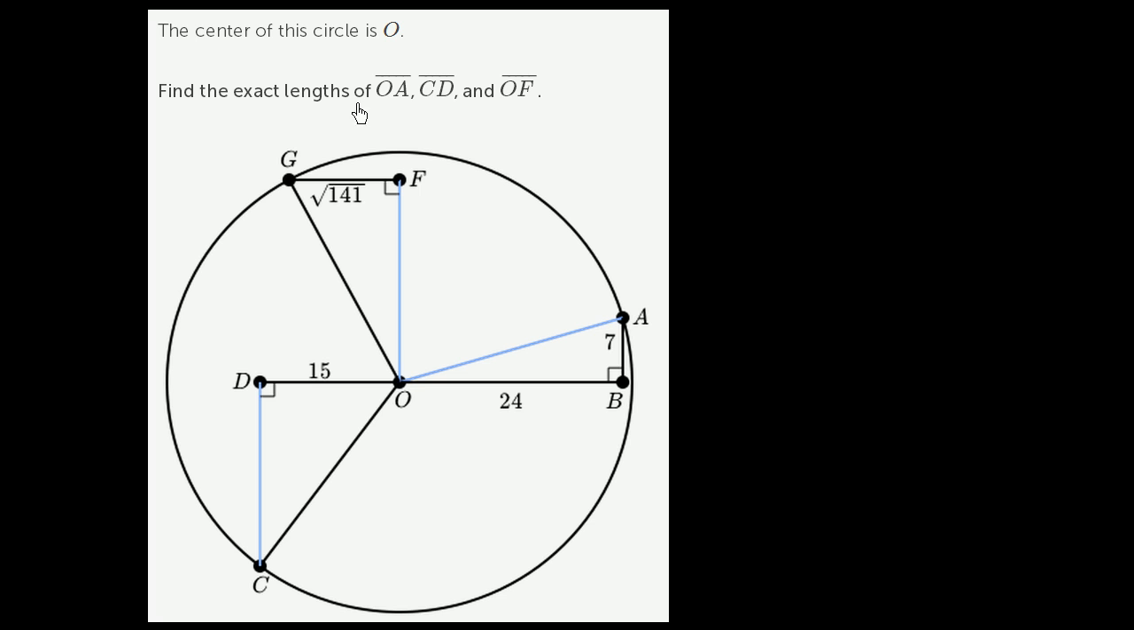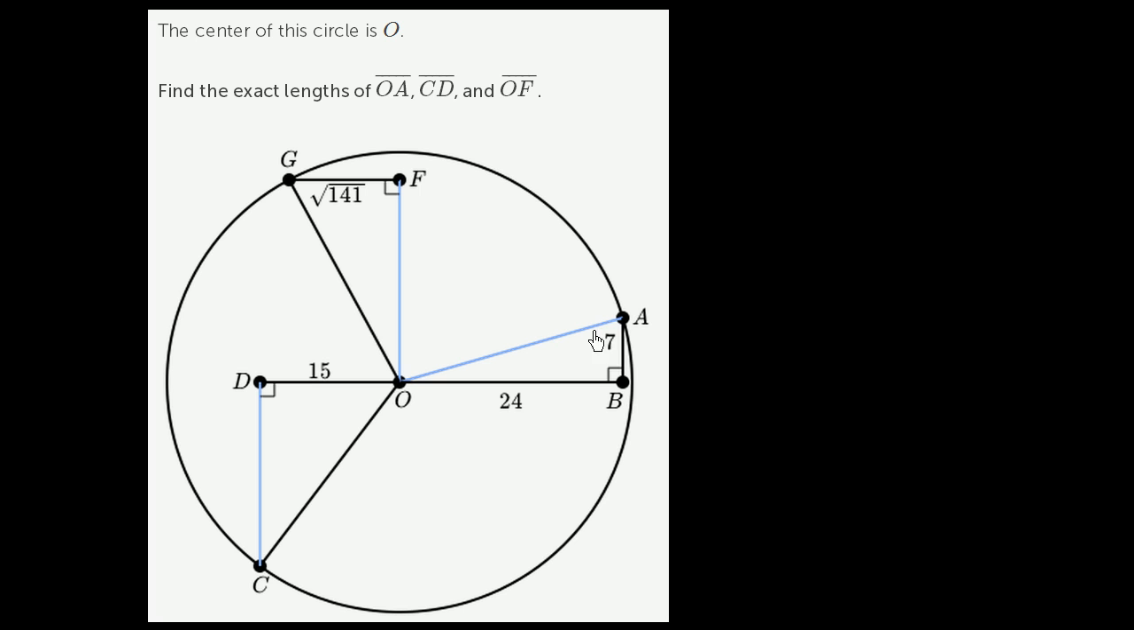Find the exact length of OA, CD, and OF. So let's look at each of these. CD is one of the two shorter sides of a right triangle, but we don't know the hypotenuse, so we're not going to be able to figure out CD just yet. Same thing with OF. OF is one of the two shorter sides of a right triangle, but we don't know its hypotenuse either.